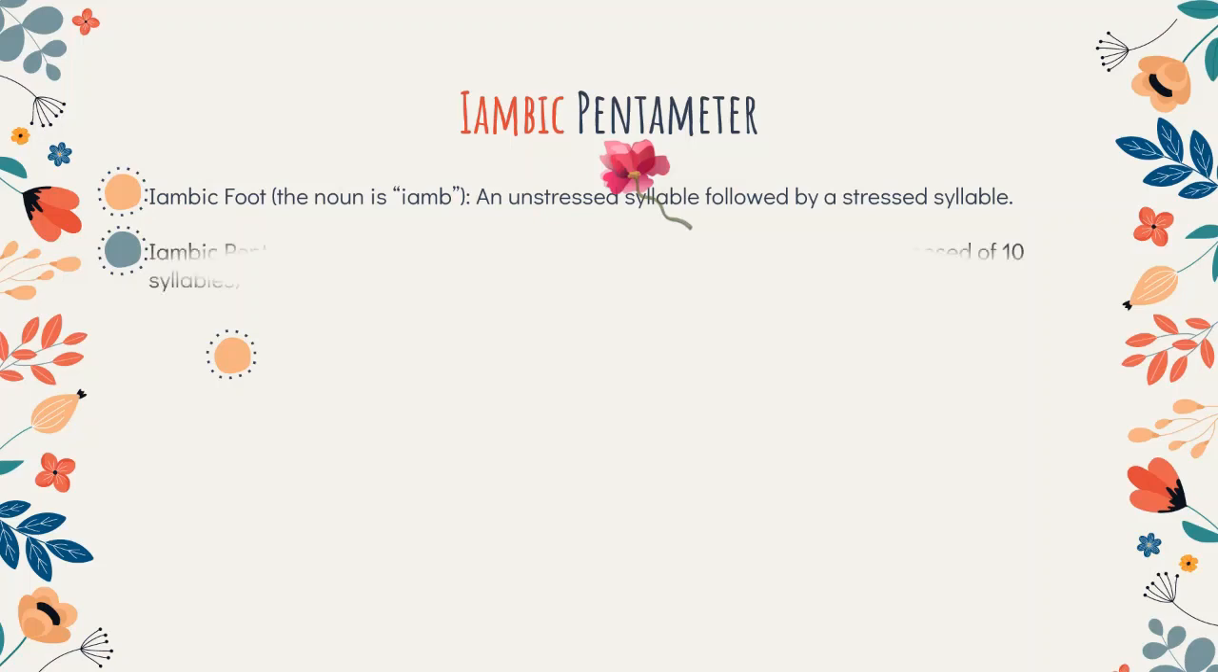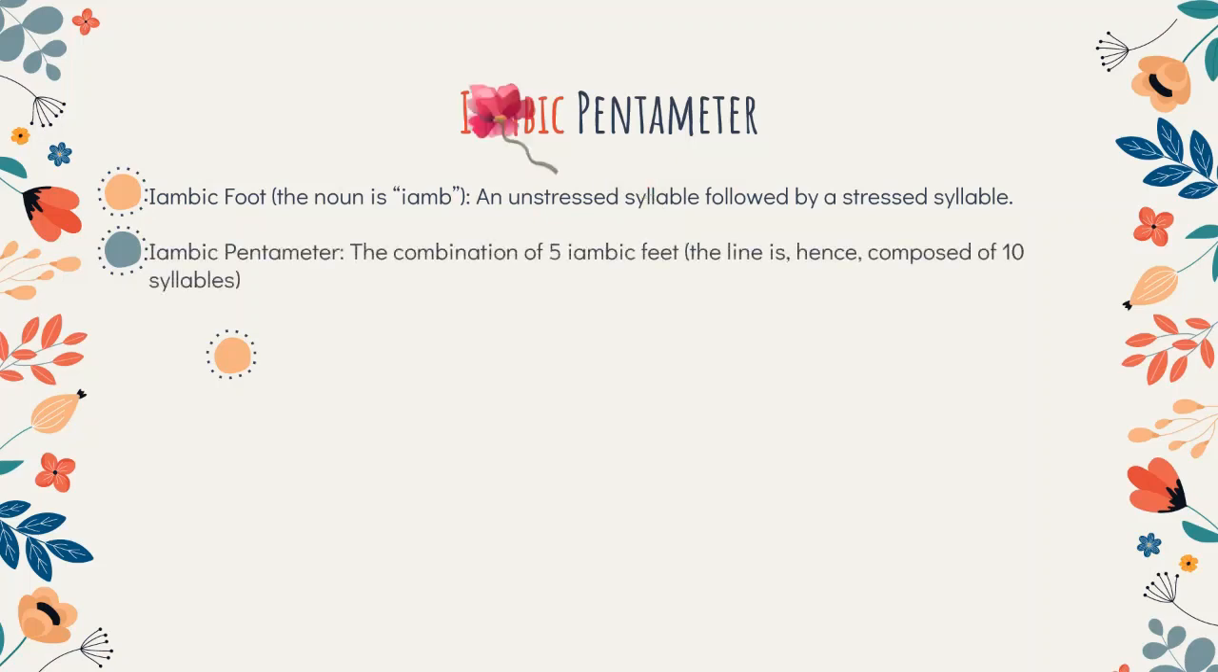So iambic pentameter is defined as the combination of five iambic feet. The line is hence composed of 10 syllables. In order to have five unstressed, stressed combinations, we need 10 syllables, which are juxtaposed in an alternate way: unstressed, stressed, unstressed, stressed. Notice this example.